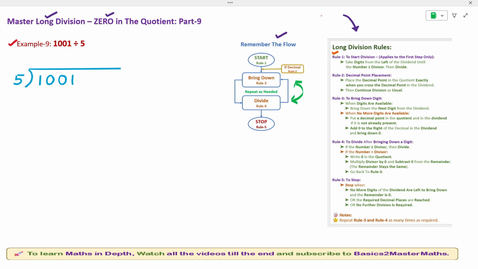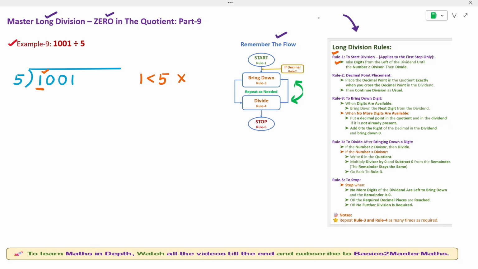Let us apply rule 1. Take the digits from the left of the dividend until the number is greater than or equal to the divisor. Then divide. In this case, first consider the leftmost digit of the dividend, that is 1. Observe the number considered 1 is less than the divisor 5. So, division is not possible.